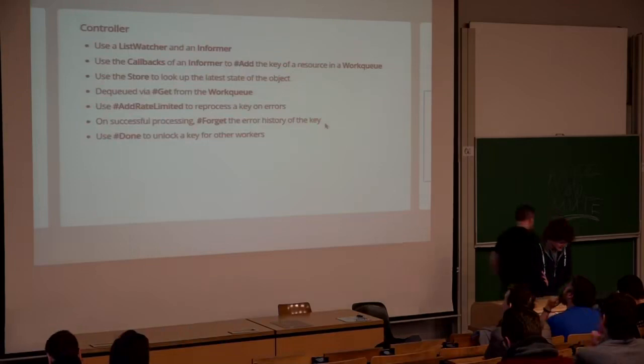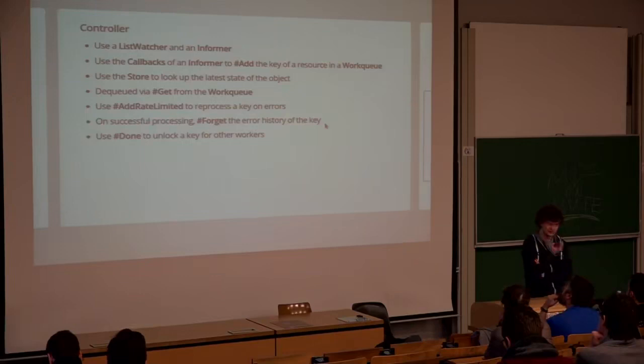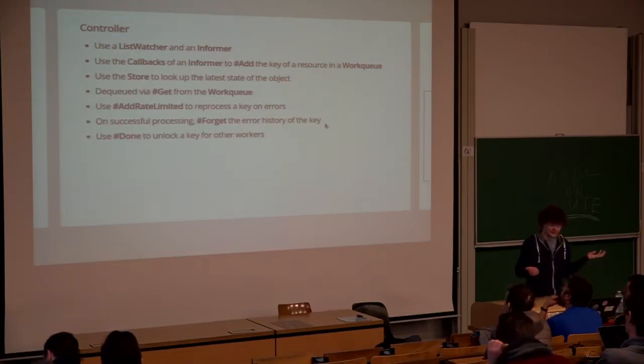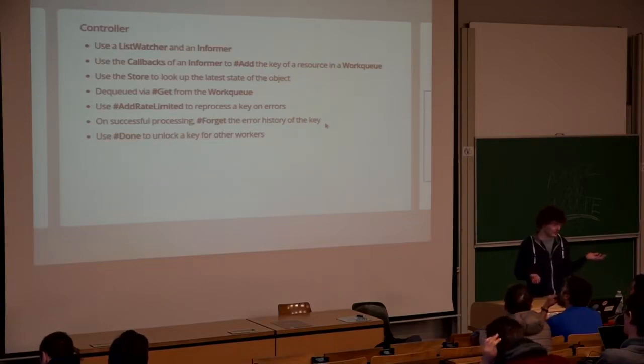And the controller uses the list watcher and the informer and the store provided in clusters in-memory view. It uses the callbacks of the informer to add the keys to the work queues. The controller has worker loops running which use get to dequeue keys from the queue. If there are errors, it uses add rate limited to add the key again for later processing. On success, you have to make sure that you forget error history if you had one, and you have to call done so that other workers can work on the key again.